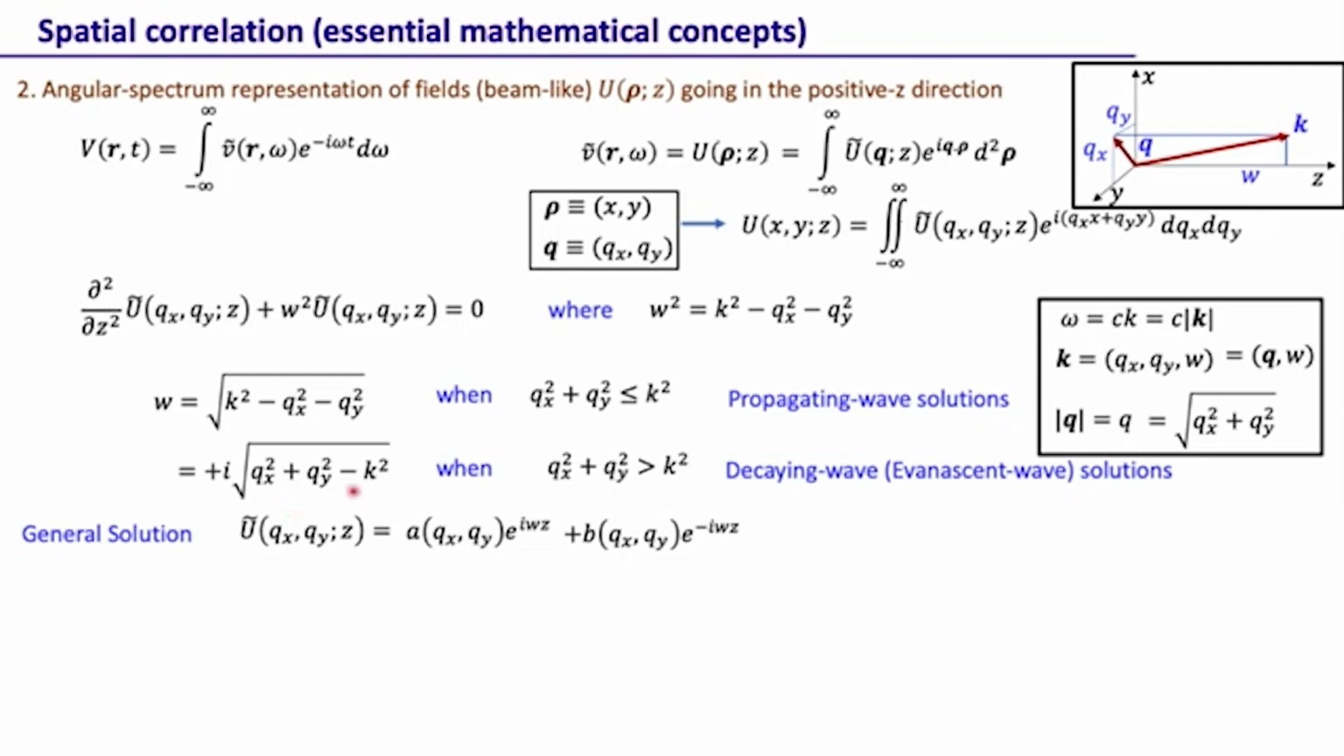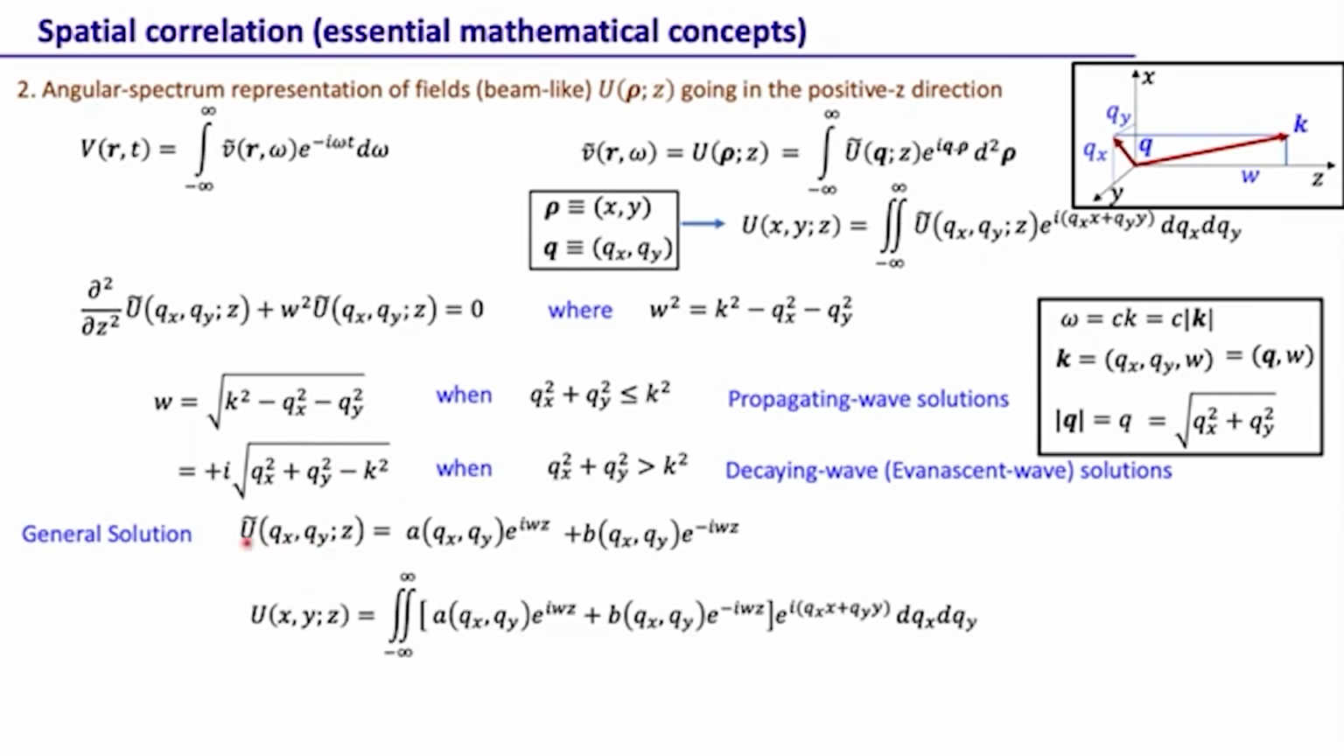But here we are not interested in the decaying solution, we are only interested in the beam-like solutions that are propagating in the positive z direction. So although these are physical solutions, we will not be looking at them, and we only concentrate on the positive propagating wave solution. That means we are only taking the positive values of W. So that is the solution that we have.